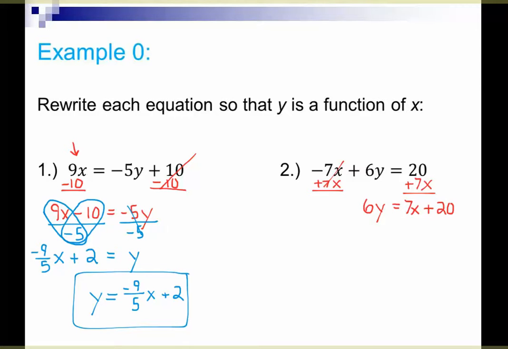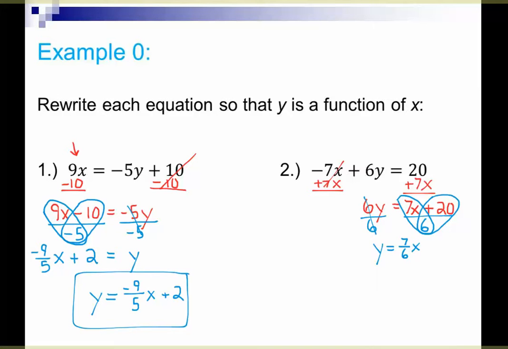All right, next step, getting rid of that 6, we're going to divide by 6. So divide both sides by 6. And you're left with y equals. All right, let's see if you can do the fraction right this time. 7x over 6, we can rewrite that as 7/6 x, and then plus 20 over 6. Now that's something that needs to be reduced.